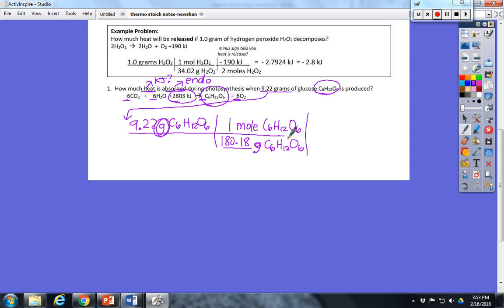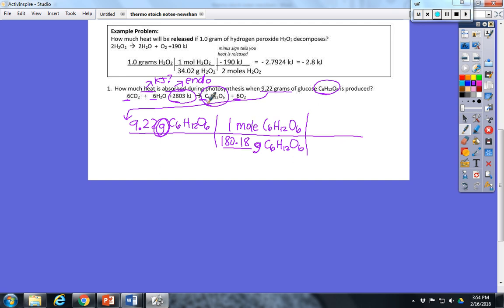Now, moles isn't the unit I'm desiring. If the question said how many moles, then I would be done. But the question is asking how much heat or how many kilojoules are absorbed. So I've got to keep on going.